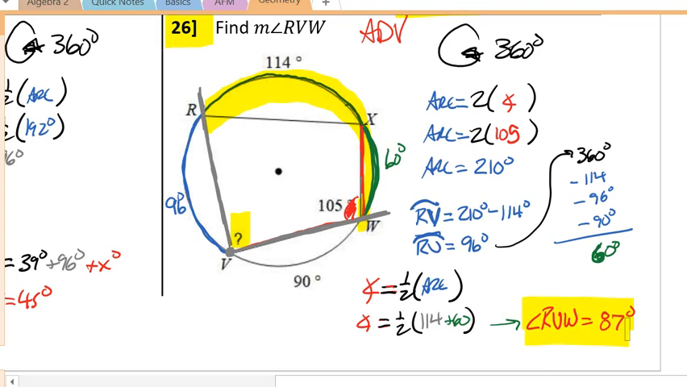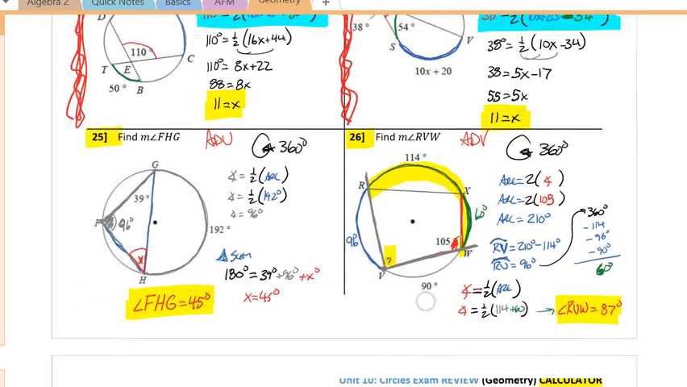All right, so that one's kind of crazy, but once again, using this idea of I know there's 360 and using this idea of inscribed angles and not getting too hung up on these other extra lines which are there, helped us go ahead and solve that particular problem. Great.